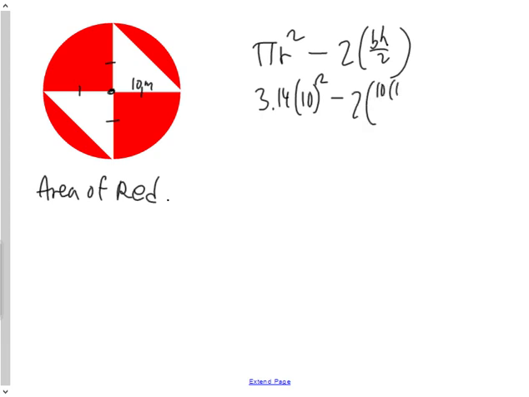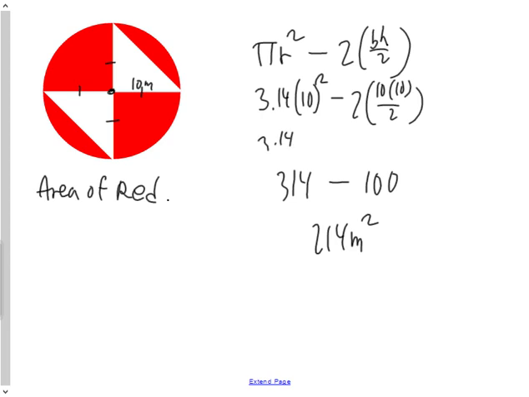The base is 10, the height is 10 divided by 2, which means when I simplify this, I get 3.14 times 100, which will be 314. Take away 2 50s, which is 100. And my answer for the remaining part of the area of red will be 214 square meters, because 3.14 multiplied by 100 is 314, and 2 multiplied by 50 is 100. It would be 200 if you use 3 as pi. If you used 3 as pi, you ended up with an answer of 200 meters squared.